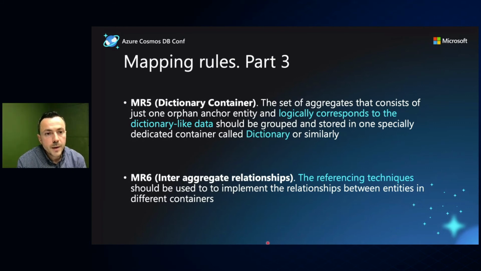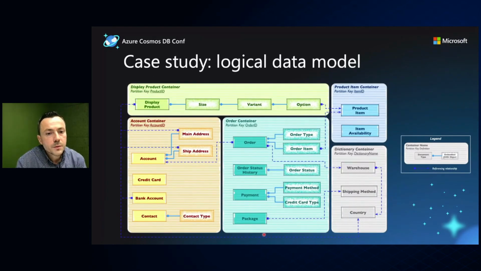So applying all these mapping rules, we came to the first logical data model on the Cosmos DB side. You can see here that we defined a list of the following containers: account container, order, display product, and product item, and especially dedicated dictionary containers. Each container has a partition key defined by the anchor entity primary key. So for example, you can see we have product ID for the product container, account ID for account, and so on. And similarly for other containers.